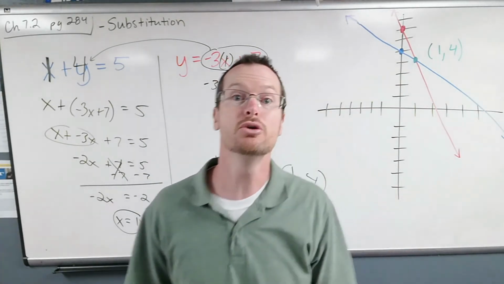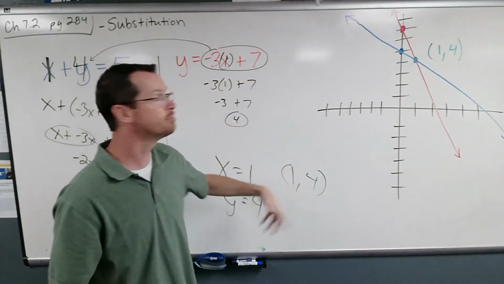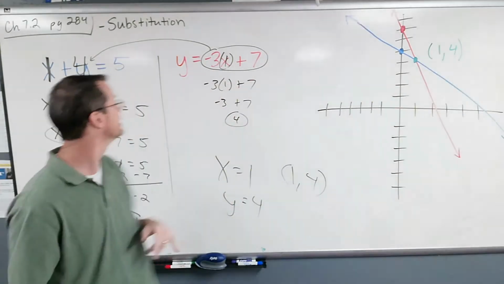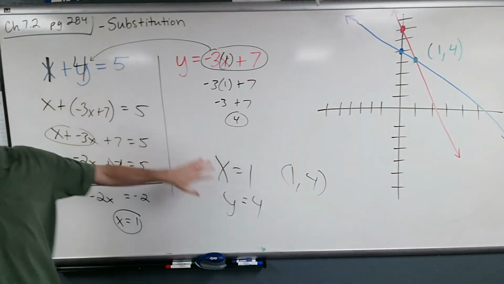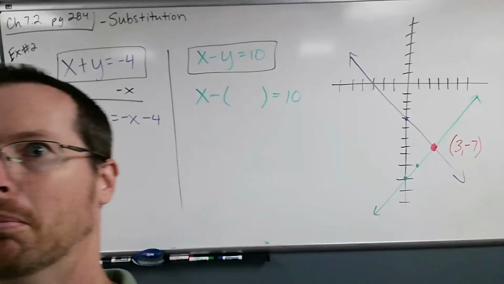It is the solution to our two lines, where they both have the same point. At 1, 4, if you plug in 1, 4 here, and 1, 4 here, it works. That is my point of intersection, and I used substitution to get it.